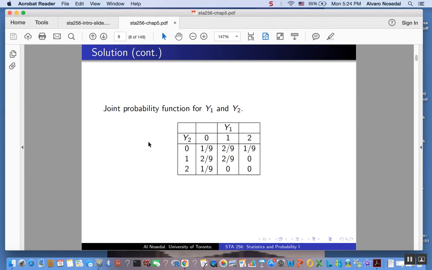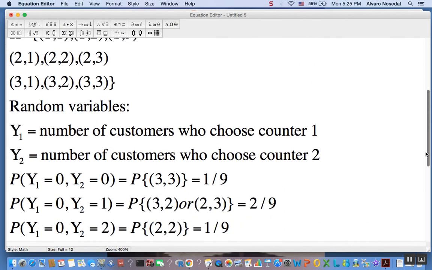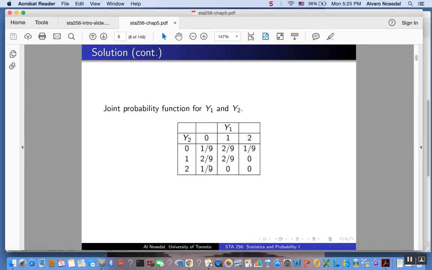I used a tabular format, but you can see, for instance, that first column here, 1 over 9, 2 over 9, 1 over 9, is 0, 0, 0, 1, 0, 2, right? So y1 equals 0, y2 equals 0, that's 1 over 9; 0, 1, 2 over 9; 0, 2, 1 over 9. As you can see, that's what we have here. Just a different way of expressing the same information, right?